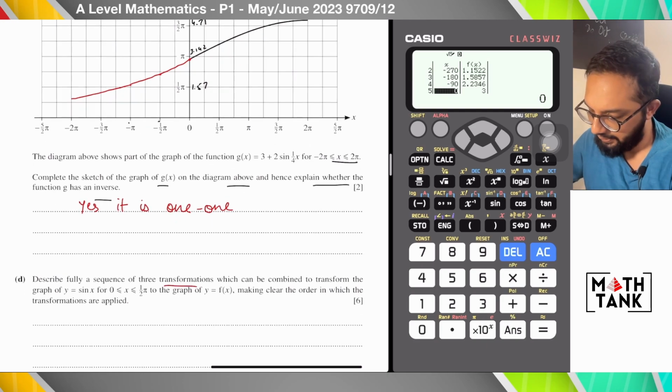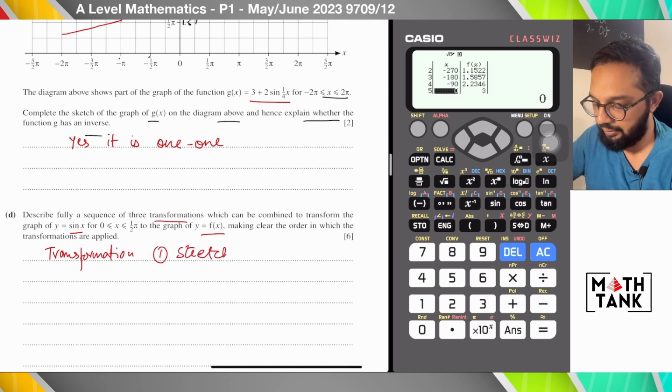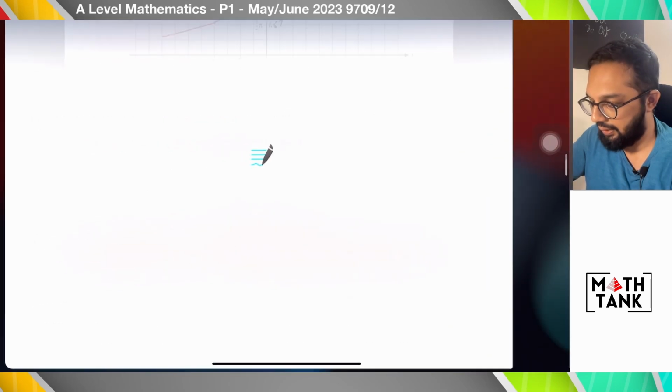Describe fully the sequence of three transformations which can be combined to transform the graph of y equals sine x to the graph. So I see transformations in their order. I see a stretch, which is horizontal, factor 4. Remember that they are the reverse of what they are written as.